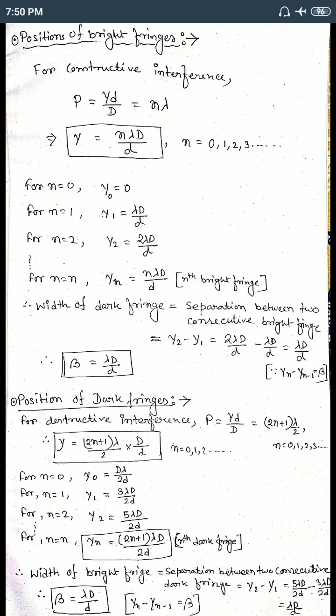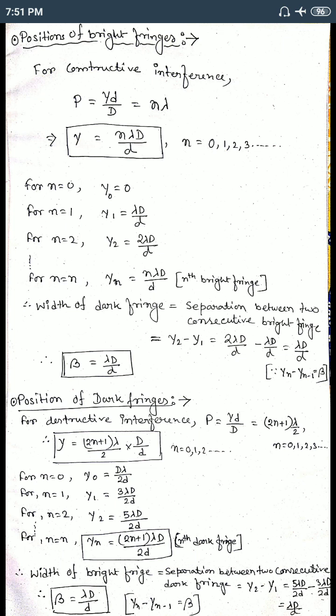Now, for n equals 1, we get y1 equals λD by d. This is the first bright fringe. Now, n equals 2, y2 equals 2λD by d. This is the second bright fringe. Like this, if you want to find the position of the nth bright fringe, yn equals nλD by d, that is for the nth bright fringe. This is the position of the bright fringe from the center.